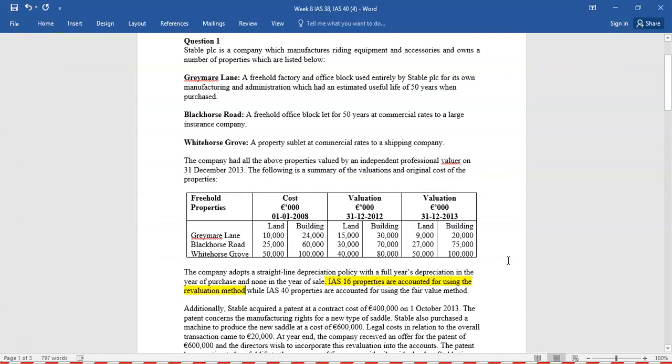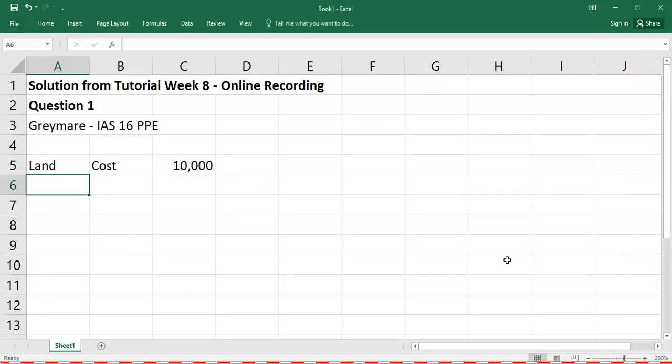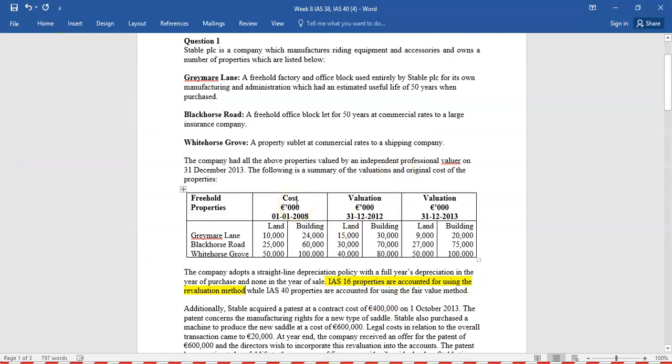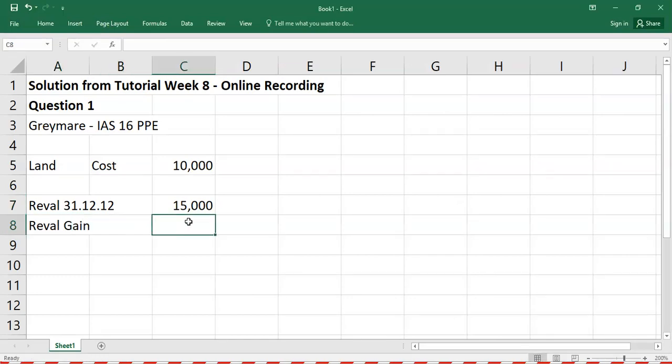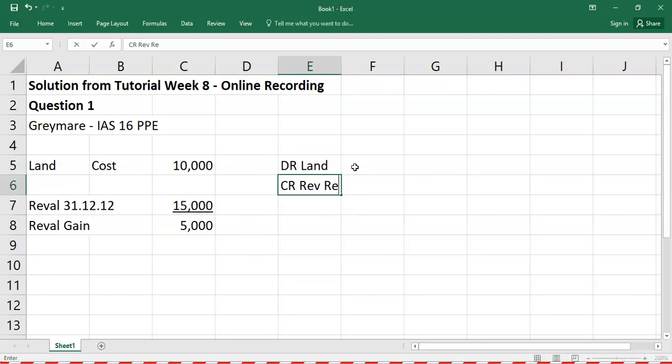It cost 10,000, or in this case it's probably 10 million, but we'll just leave off the last 3 zeros. The revaluation at 31st December 2012 was up to 15. So that was a revaluation gain last year. You need to figure out what happened before, as we know in IAS 16, because it will impact what you do this year. And the nice thing about land is, of course, there's no depreciation. So in last year's accounts, it would have been debit land, credit revaluation reserve, or revaluation surplus through the OCI, 5,000.